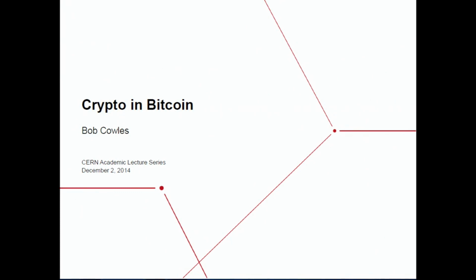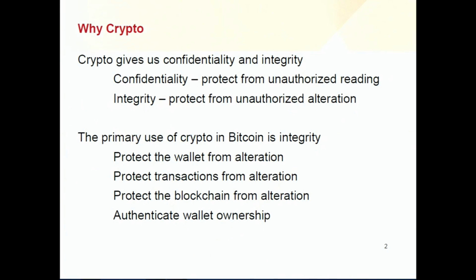Because cryptography gives us confidentiality and integrity by its very nature, and that's what we use it for, which are at least two legs of what security is about. So cryptography helps us with at least two of those legs, the other one being availability.